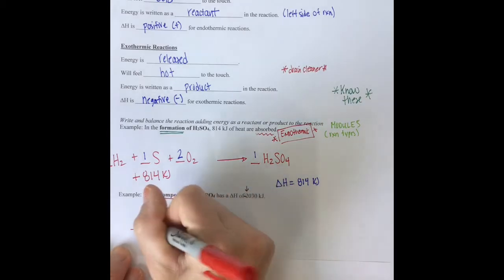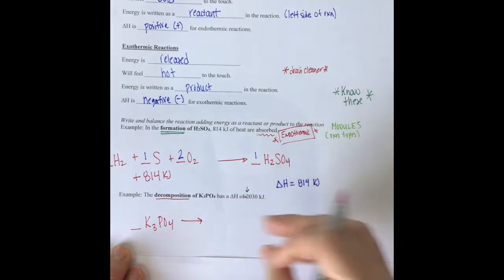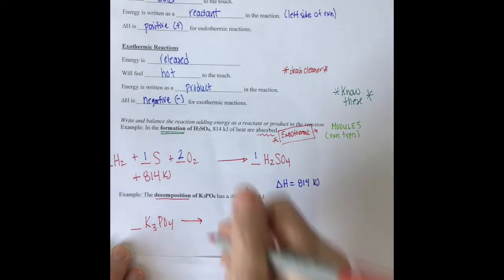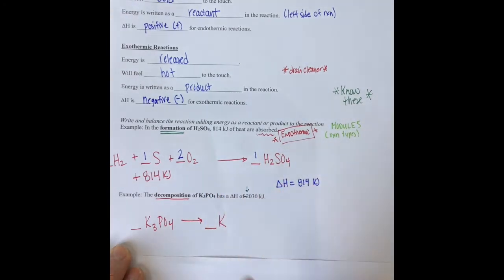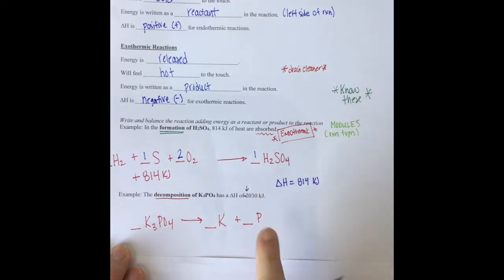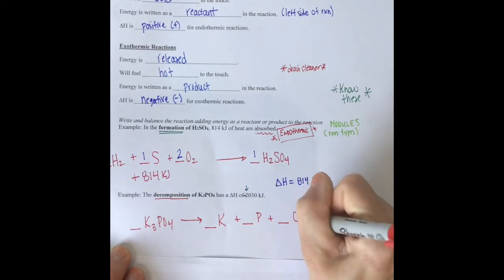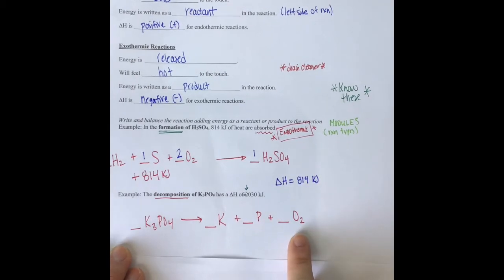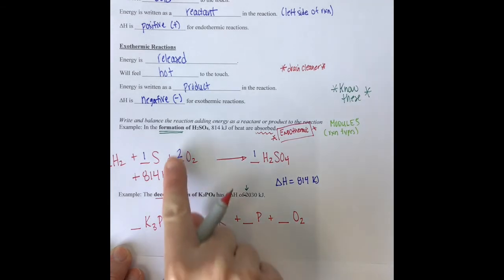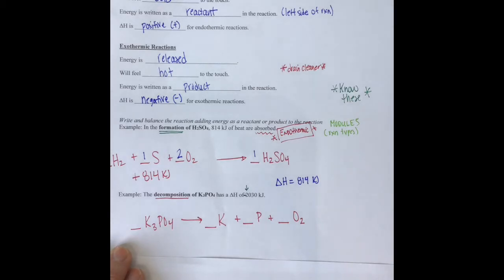So we're going to take our K3PO4 and we're going to split it up. It's going to decompose into potassium, it can be by itself, plus phosphorus, plus oxygen, which is always a diatomic. Okay, again, if you need to brush up on these two definitions, go back to Module 5.